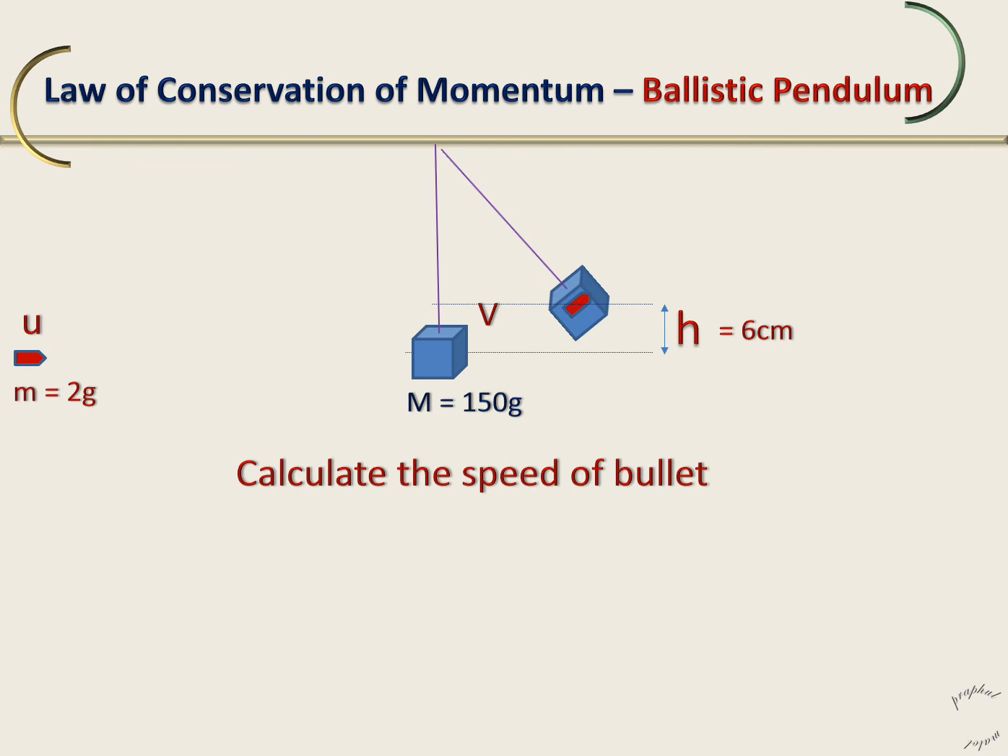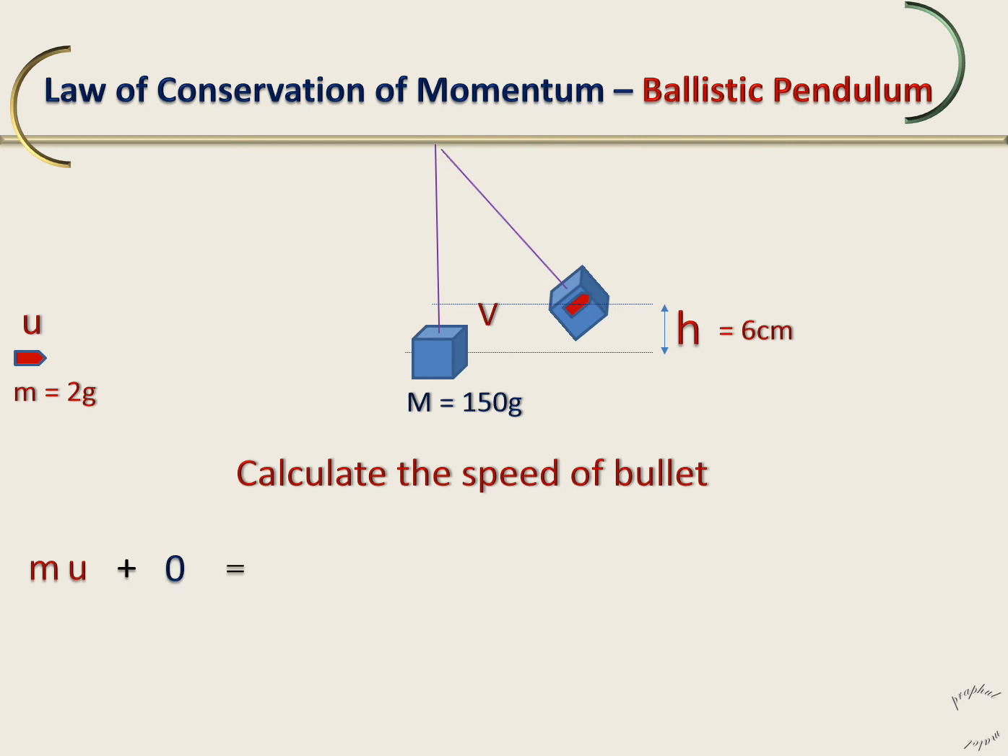The bullet sticks to the block and moves up together. So let's say v is their common velocity after collision. I'm going to use the conservation of momentum. The initial momentum is only for the bullet because the block was not moving at the beginning. mu is the momentum of the bullet, plus zero, because the block was not moving.